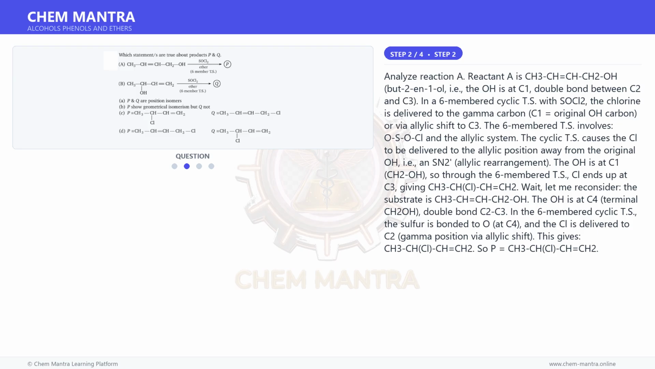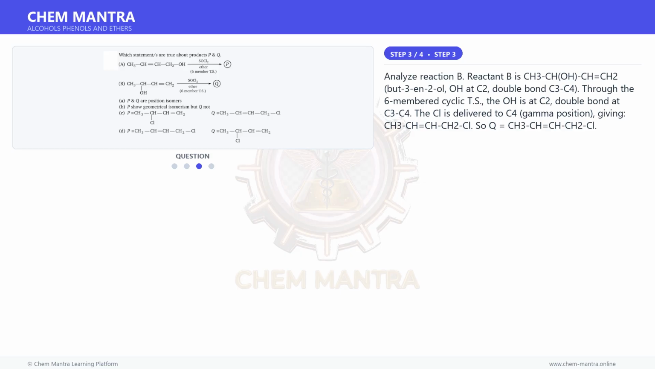Wait, let me reconsider. The substrate is CH3-CH=CH-CH2OH. The O is at C4, terminal CH2OH, double bond C2, C3. In the 6-membered cyclic TS, the sulfur is bonded to O at C4 and the Cl is delivered to C2, gamma position, via allylic shift. This gives CH3-CHCl-CH=CH2. So P is equal to CH3-CHCl-CH=CH2. Moving on to the next step.